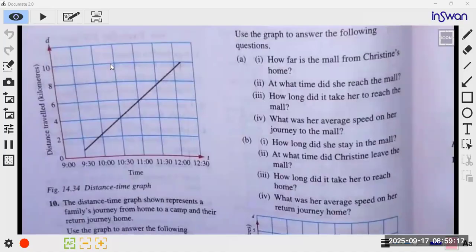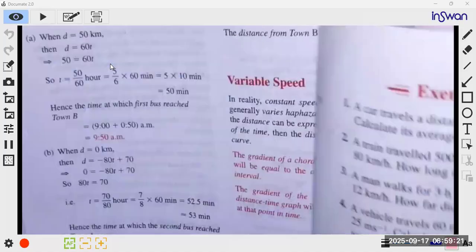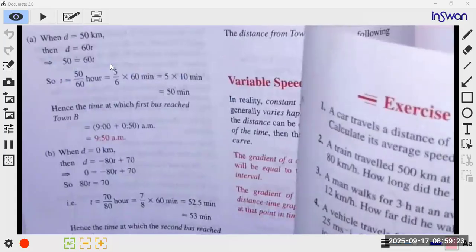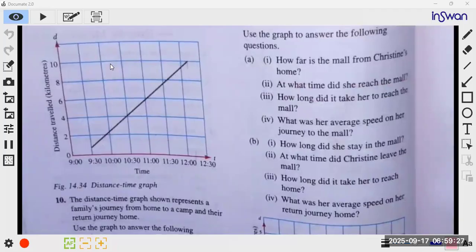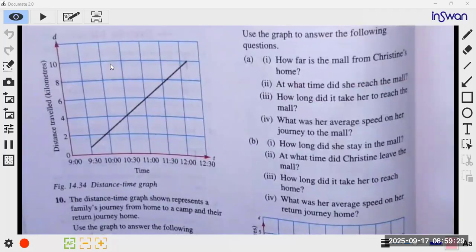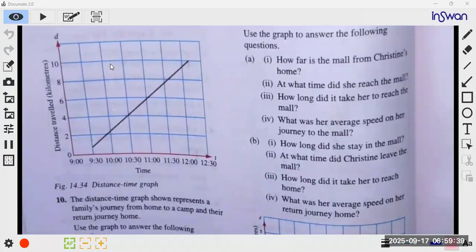Part E. Part E is evaluate the average speed for the journey. Now, do we know the total distance? Yes, miss. What's the total distance? 9 kilometers. And what's the total time? 2 hours and 45 minutes.